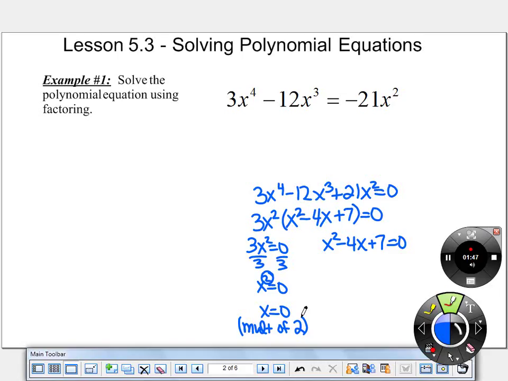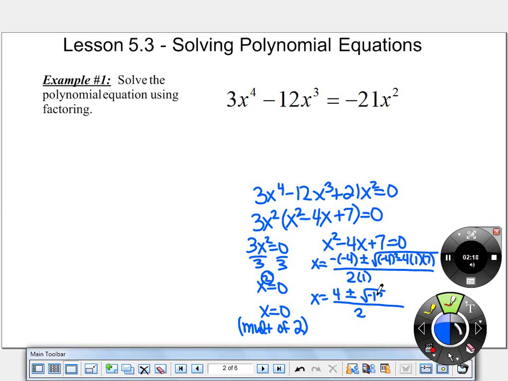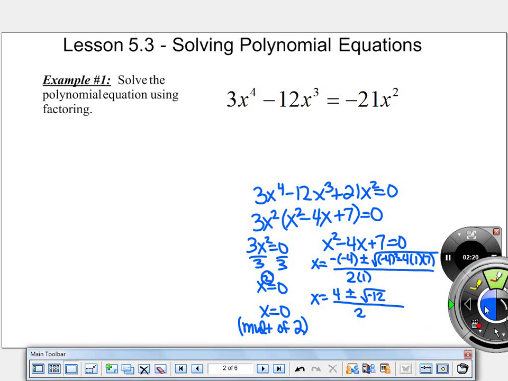So since x squared minus 4x plus 7 is not factorable, I'm going to go ahead and use the quadratic formula. So negative b plus or minus the square root of b squared minus 4 times a times c, all over 2a. So I have a 4 in the numerator, I have 2 in the denominator. And underneath the radical, I have 16 minus 28, which is negative 12. So if I was only looking for real solutions here, I would stop. But I'm going to continue finding all of the solutions.